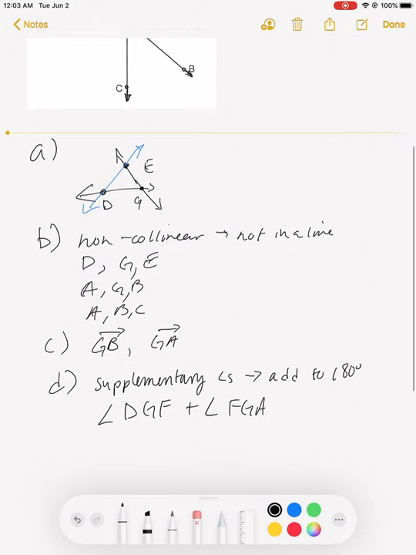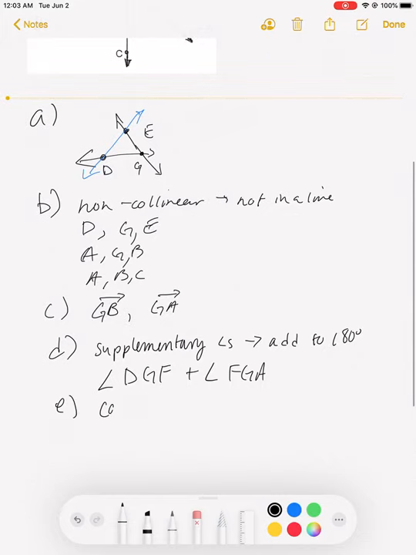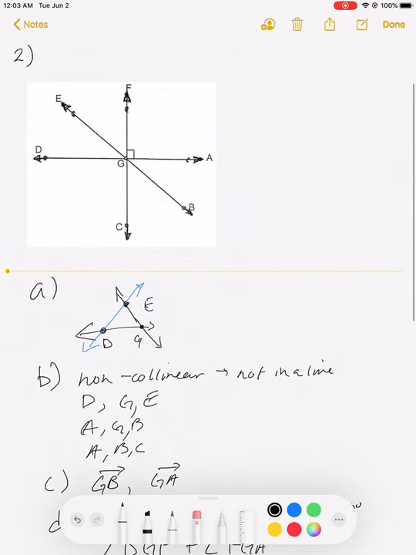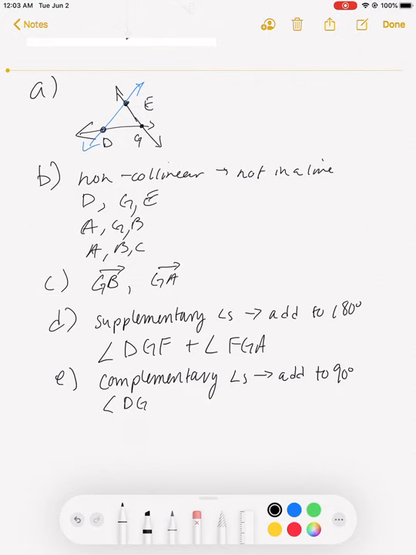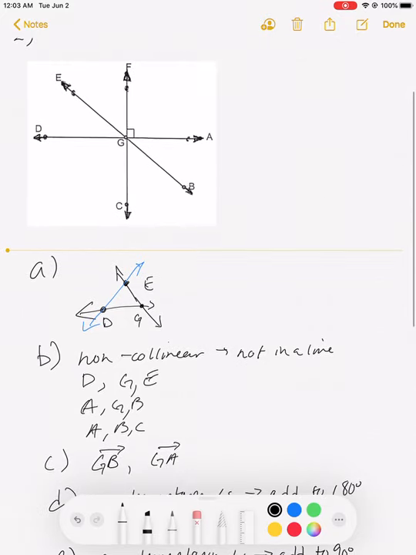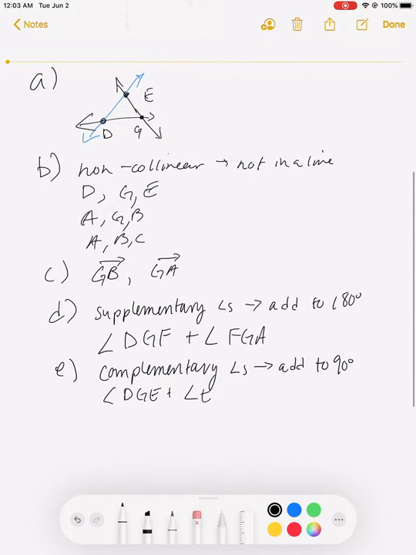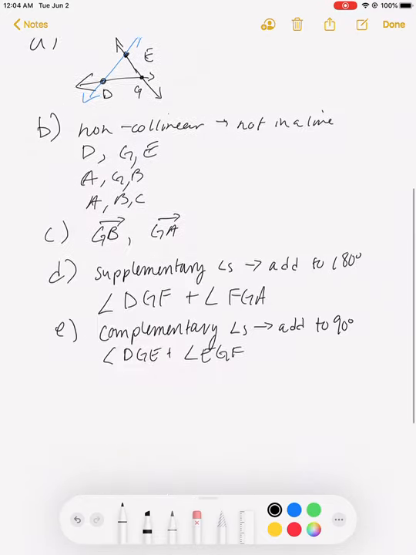Name 2 complementary angles. So in part E, complementary angles add to 90 degrees. Okay, so let's look at our figure. Now on the left side, we have angle DGE and angle EGF. Okay, so those are 2 examples there. So that's number 2.